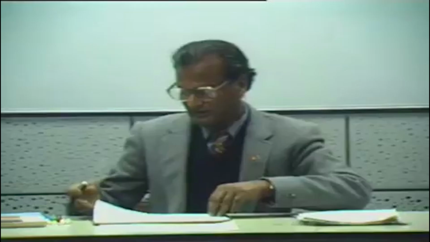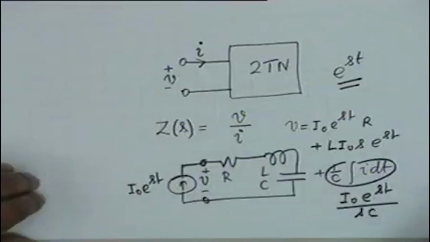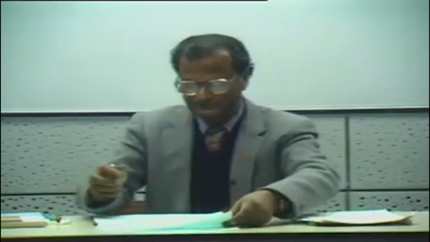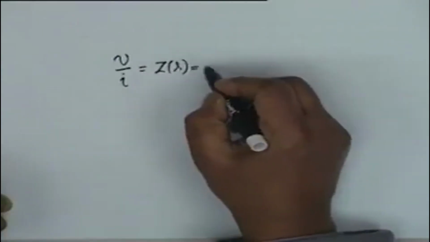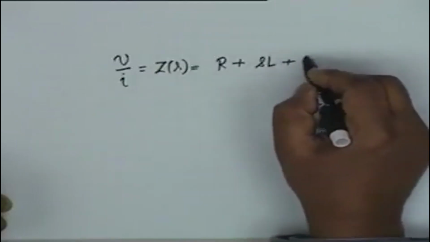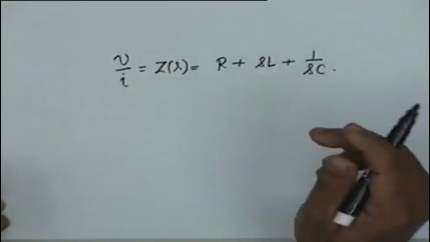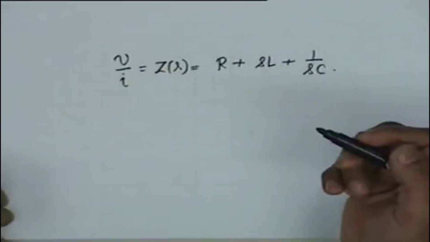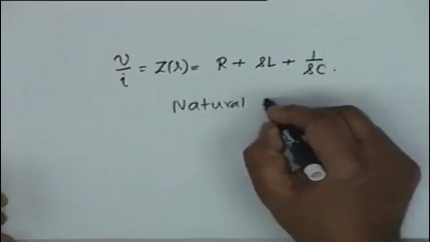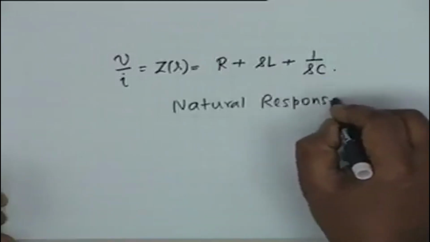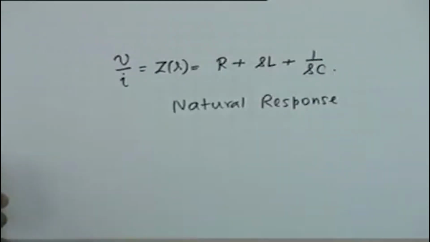In other words, the impedance of the network between these two terminals is given by taking the ratio of V to I, which is Z of s equal to R plus sL plus 1 over sC. As we shall see now, the impedance concept helps us to determine the so-called natural response of a circuit. We shall see later that the impedance concept also helps us in determining the forced response or the steady state response.